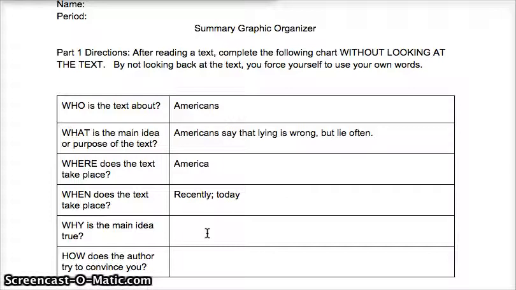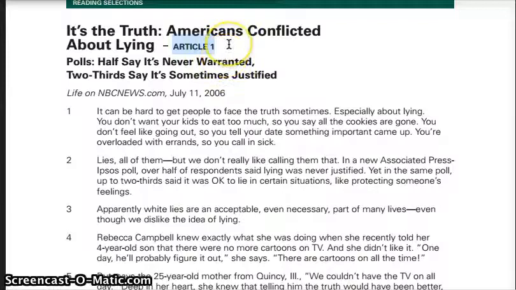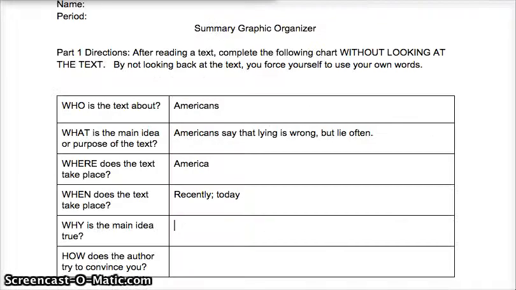Why is the main idea true? We want to go back to this. Americans say that lying is wrong, but lie often. Why do they do it? The article tells us that they're conflicted about lying. Americans are conflicted about lying.